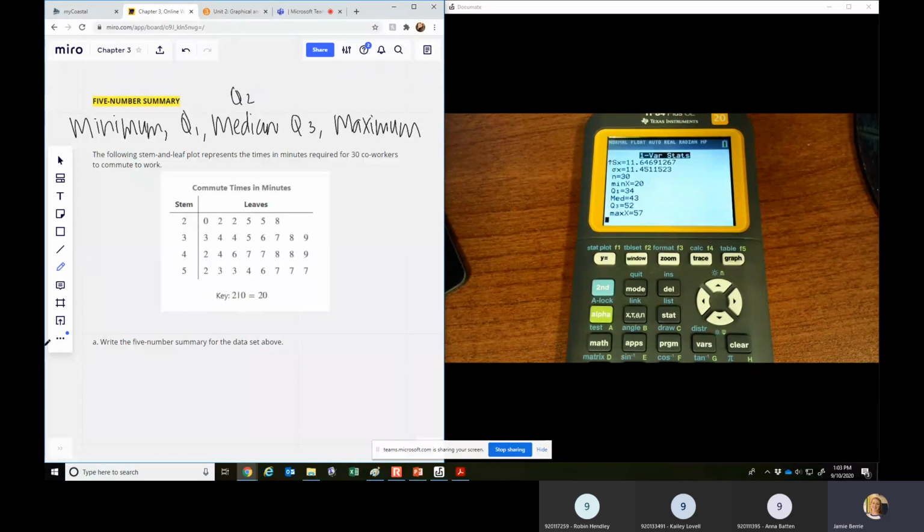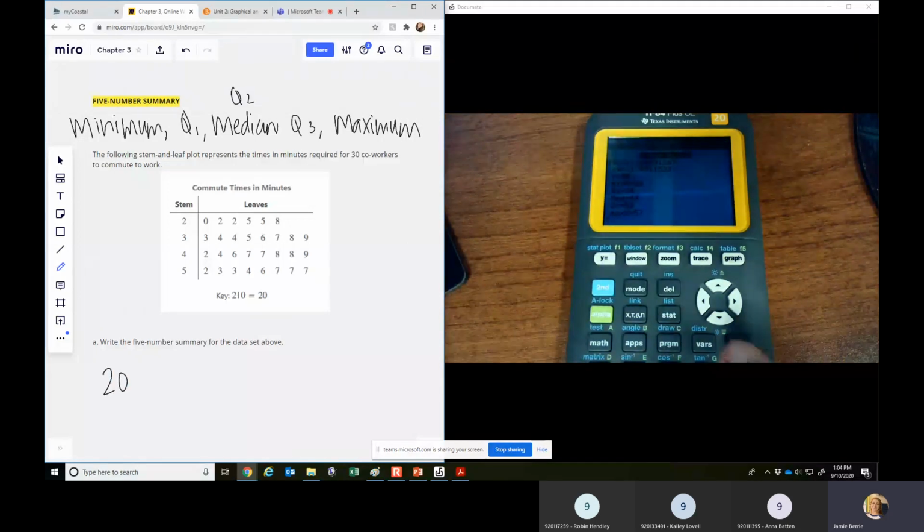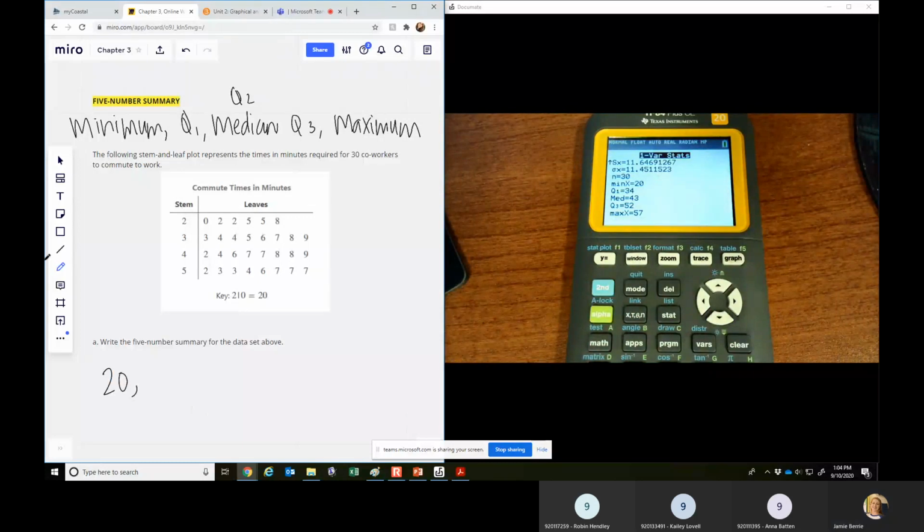All right, so it says write a 5-number summary for our data set here of commute times. So we're just going to copy down our values from right here. And on the homework, what they have you do is write these separated with a comma. So that would be 20, comma, 34, 43, 52, and 57.